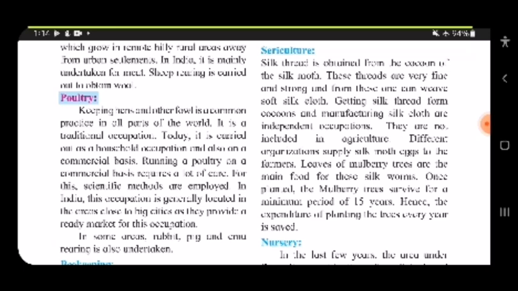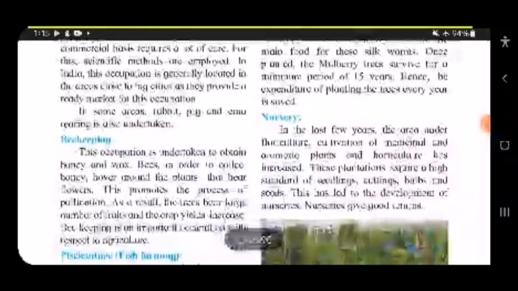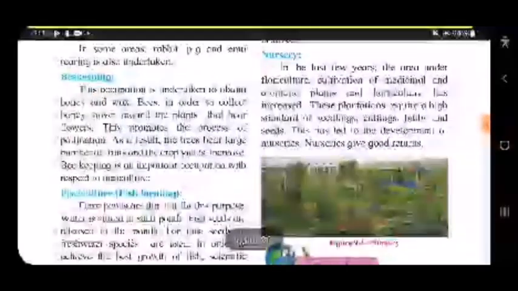Different organizations supply silk moth eggs to the farmers. Leaves of mulberry trees are the main food for this silkworm. So what do the silkworm eat? Mulberry tree leaves. Once planted, the mulberry trees survive for a minimum period of 15 years. Hence, the expenditure of planting the trees every year is saved. So, you don't have to grow these mulberry trees every year because they live for 15 years. Next, let us move on to nursery.